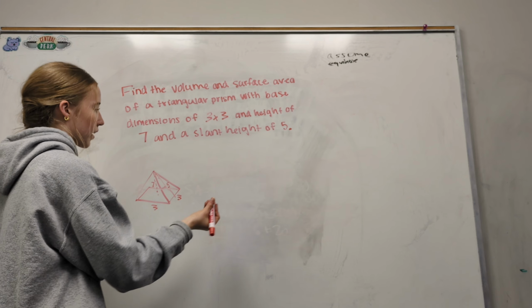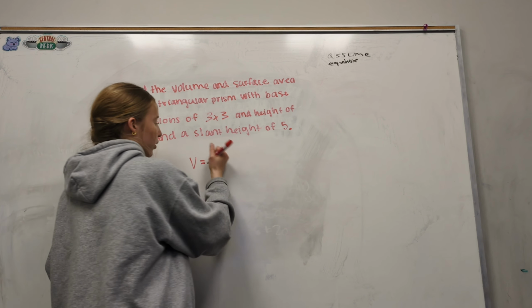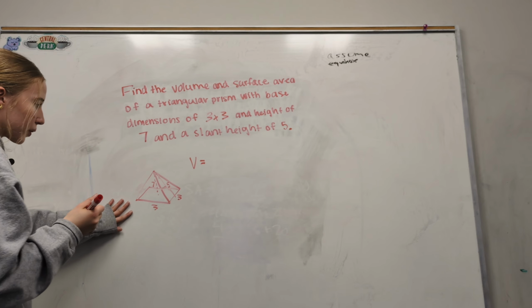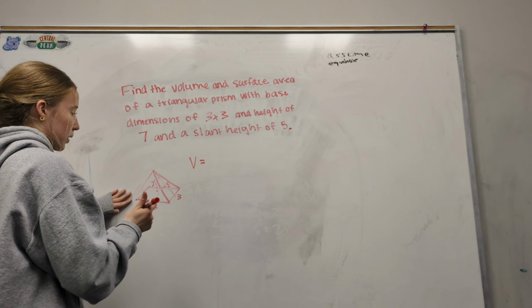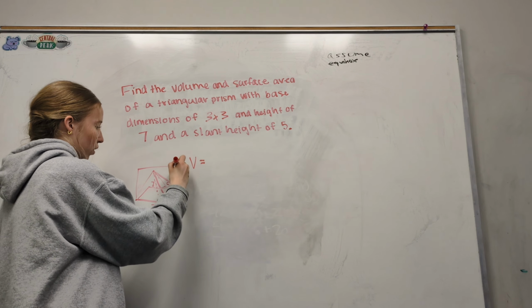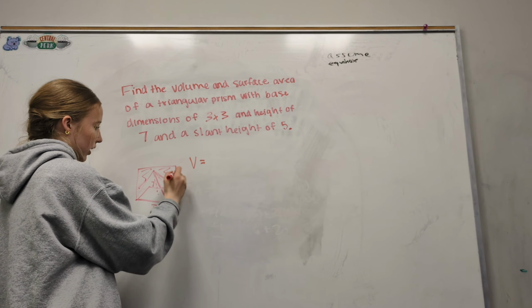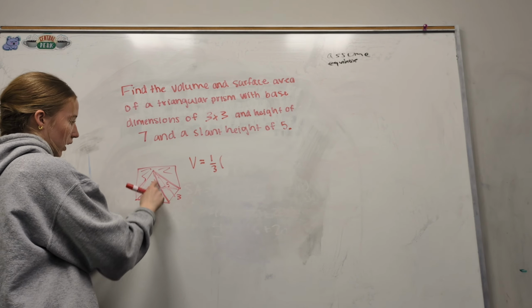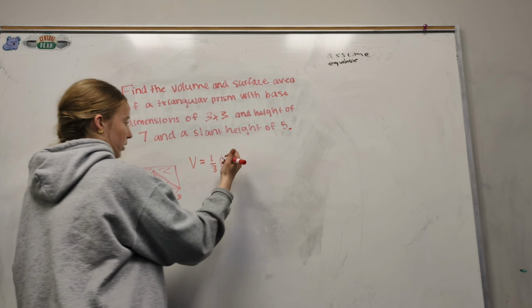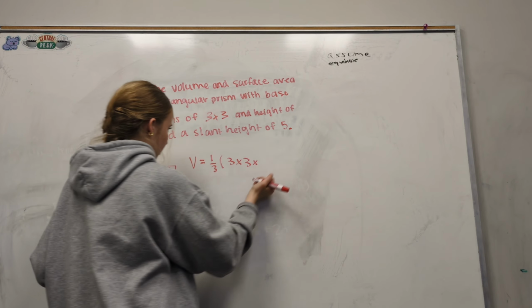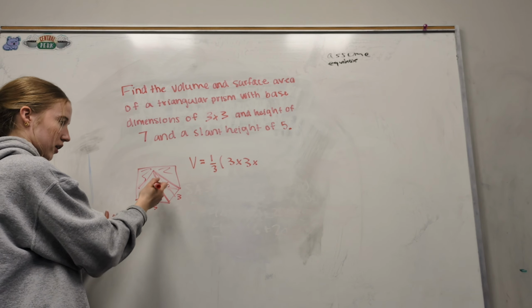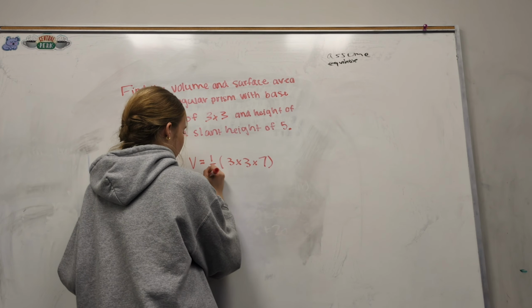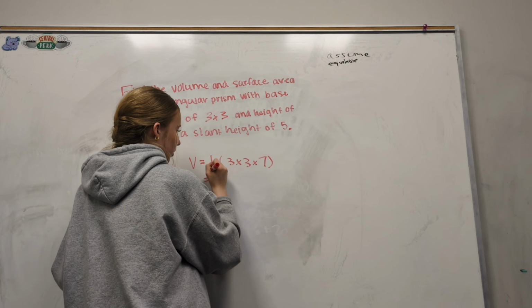First, to find the volume, it's very similar to how you would find the volume of a rectangular prism. You do base times height, but because it's not the full rectangle, we're missing all of this, you're going to do 1/3 times the base times the height. So the base is 3 times 3, and then you're going to multiply that by the height of the prism, not the slant height. So we're going to use 7, and this is going to equal 21.